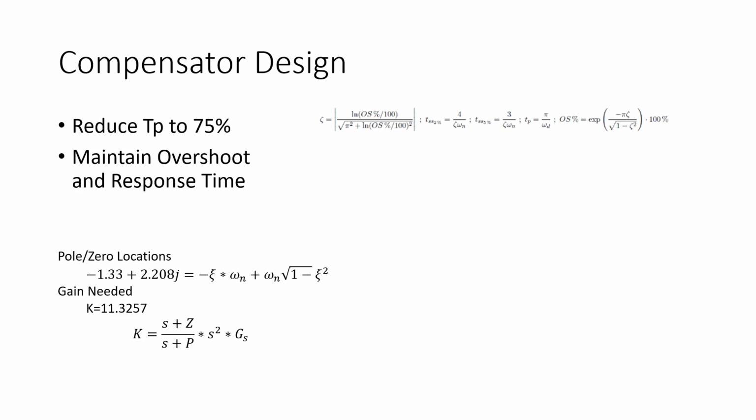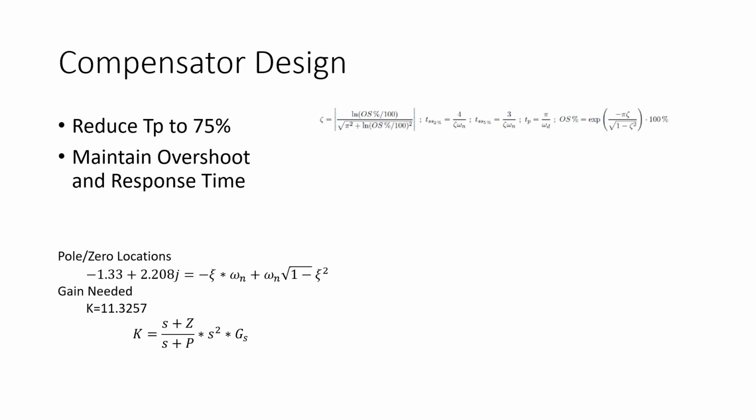Most of the baseline variables can be found with the equations on the top right, which are zeta, TS, TP, and the overshoot percentage. Using these variables, we can find the pole locations, which are at -1.33 plus or minus 2.2 j. That is found from the equation negative zeta omega n plus omega n times the square root of 1 minus zeta squared.